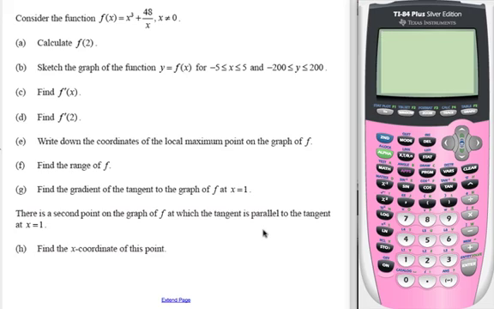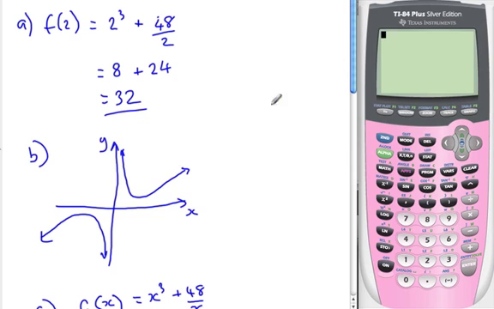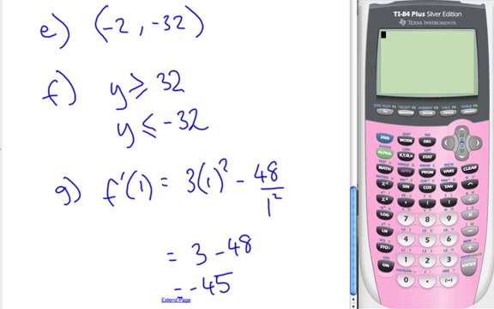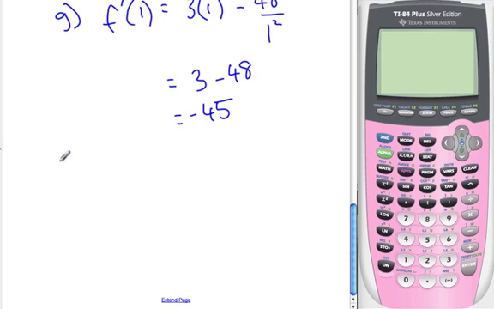Parallel to the tangent at x equals 1. We just worked out that when x was equal to 1, the gradient was -45. So basically this is just telling us that there's a second point where the gradient is also -45. Alright, so we're going to find that point. Let's just write this down. Okay, extend the page a little. So, part H. Okay, we also get -45 if we do 3x squared minus 48 over x squared. So that works when x is 1, and it works also for another value.